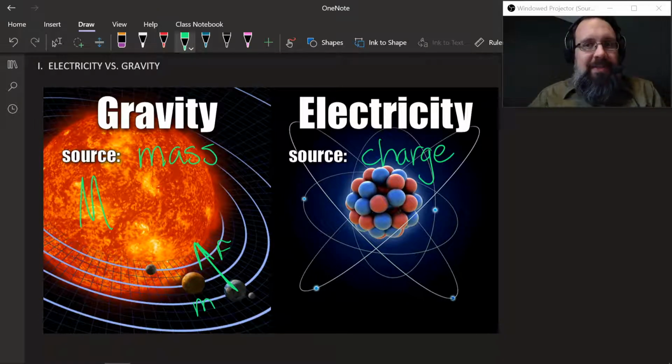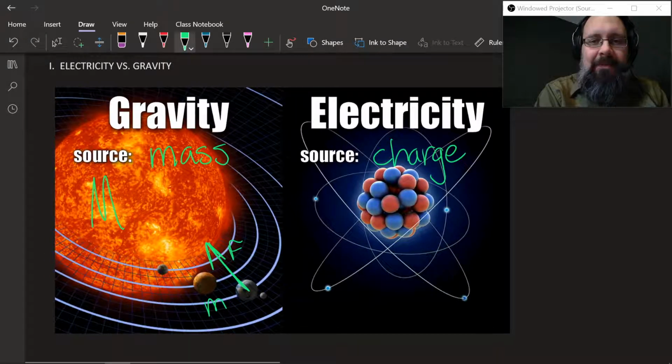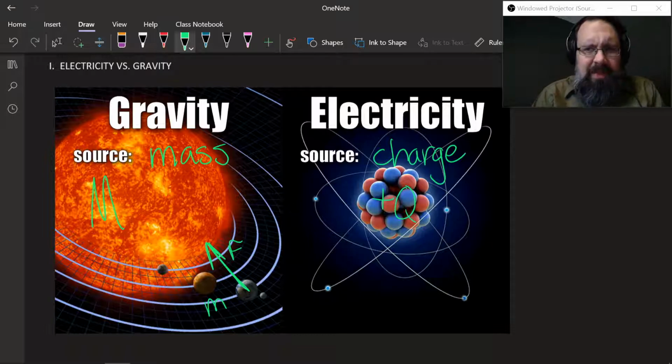Very similarly to that, you have an atom on the right-hand side, and the atom has a charge. The nucleus of the atom has a positive charge, and Q is the symbol that we use for charge. It's kind of confusing because we also use Q for heat, but we use Q for charge. Capital Q and lowercase q are used interchangeably for charge.